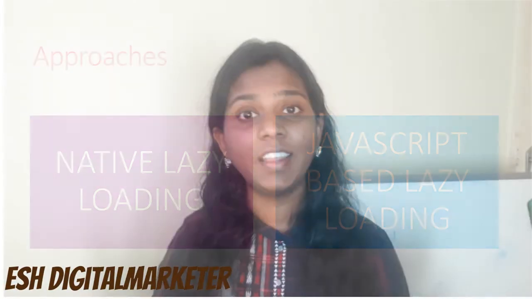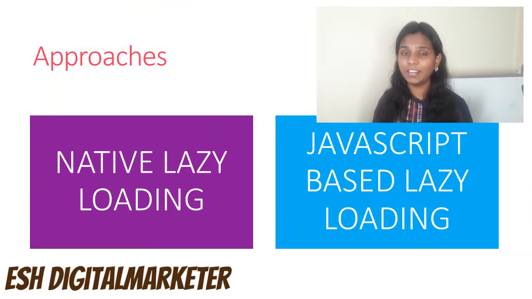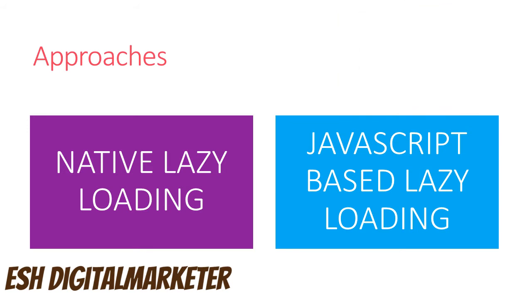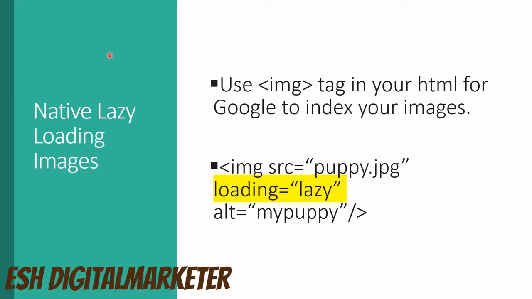By lazy loading, the images are downloaded only when the user needs them, that is, when the user scrolls down the web page or hovers over the image. There are two approaches to lazy load your images. One is native lazy loading and the other is JavaScript based lazy loading. Native lazy loading is the easy one. For implementing it, you just need to add the loading attribute in the image tag and set the value to lazy. But this approach has one disadvantage, because it is supported only on modern web browsers. So for old web browsers, you have to provide a fallback URL.